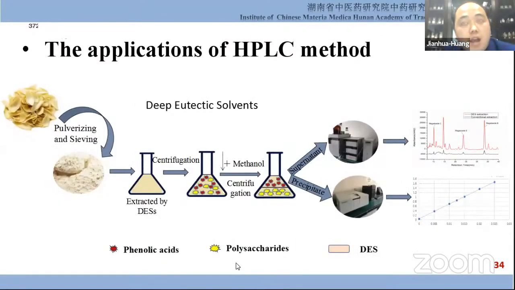The last example I want to show you is our group's new publication, on the application of deep eutectic solvent. We normally know that if you want to extract herbals, an organic solvent is normally used. But here we use the new synthetic deep eutectic solvent as the extractor. After that, we found that it is much better than traditional or conventional organic solvents.